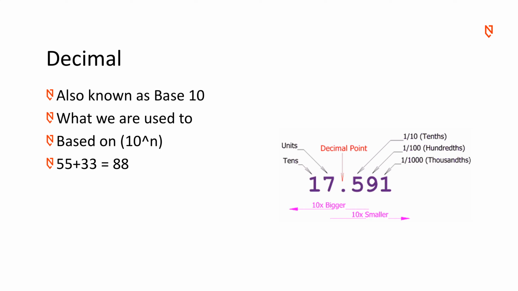Next up is decimal, which is just base 10, and this is the method we are all very familiar with. The numbers we use in everyday life are decimal numbers because they are based on 10 digits, 0 to 9.